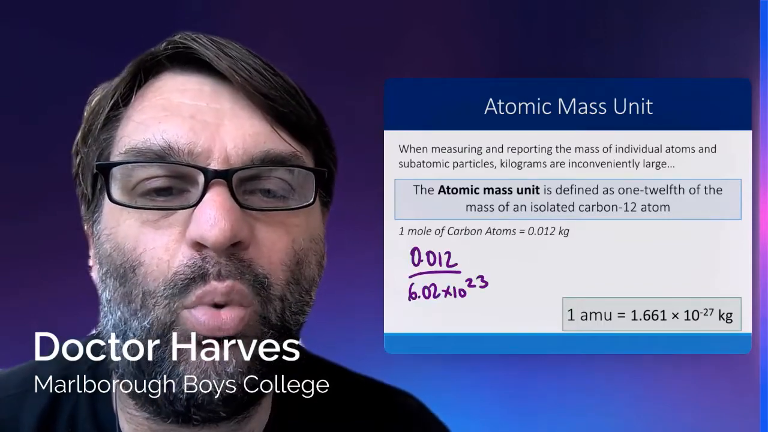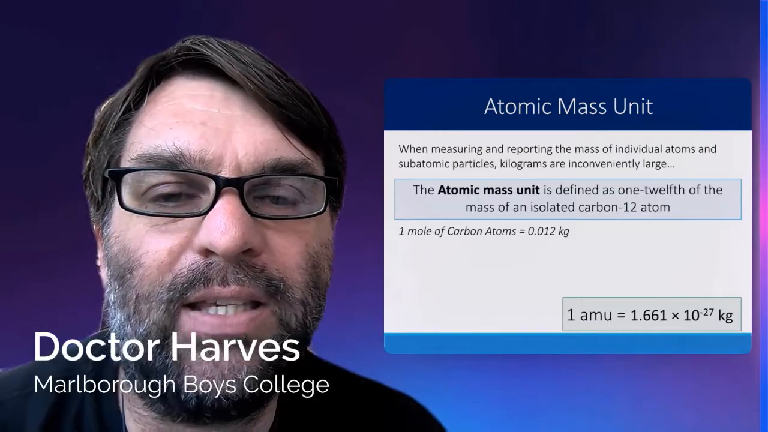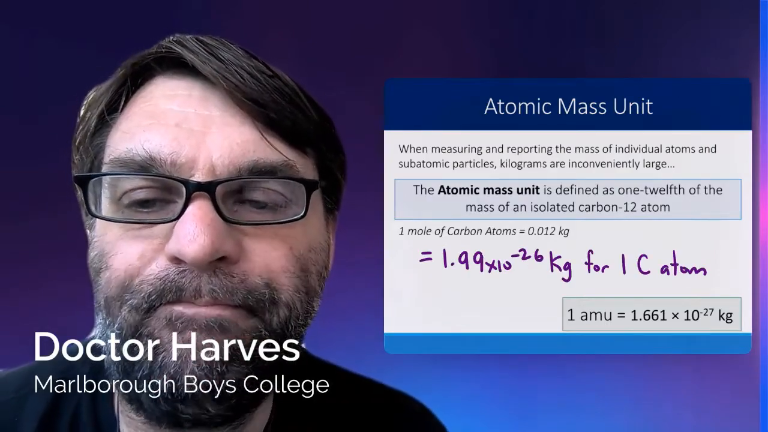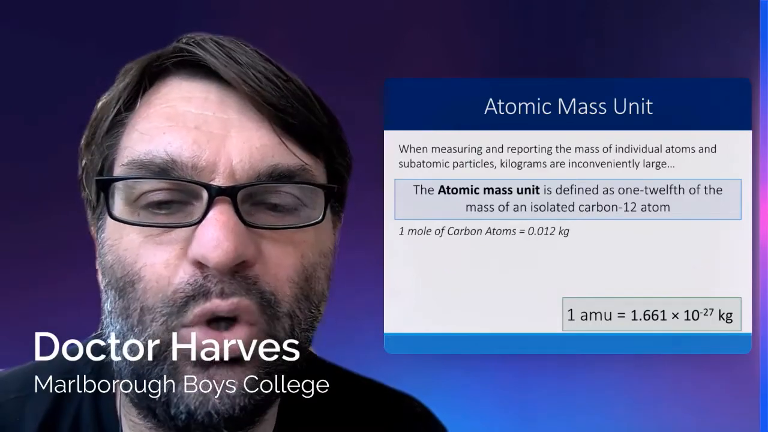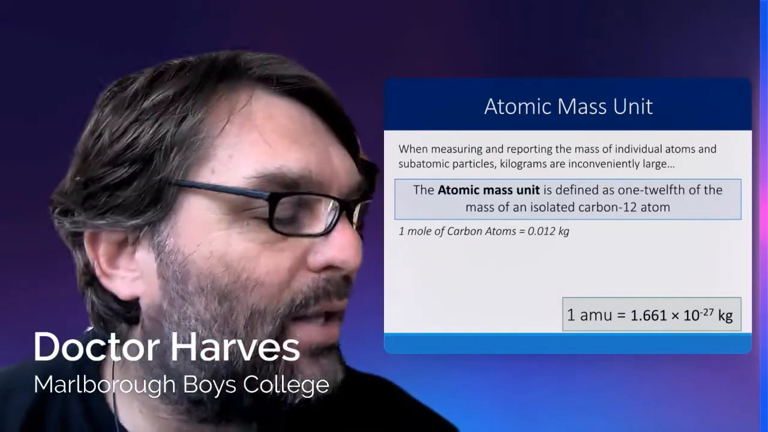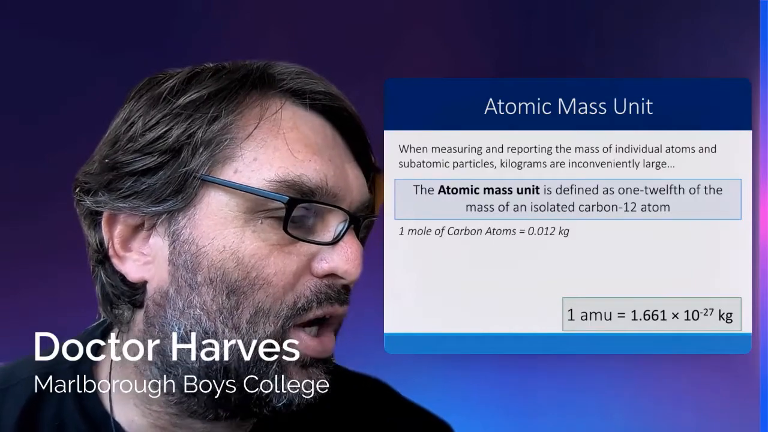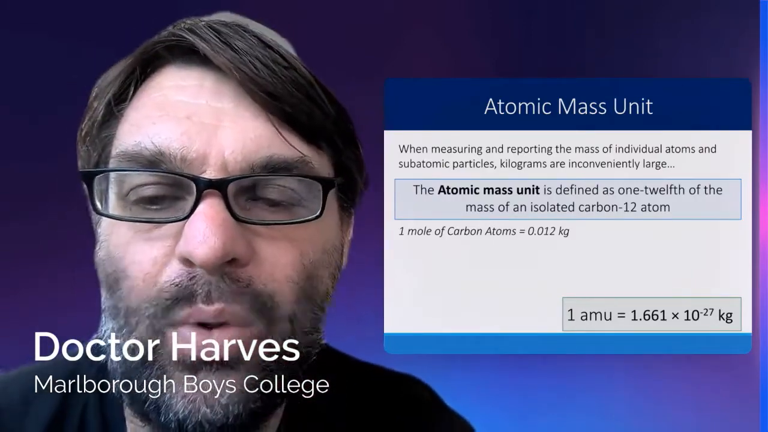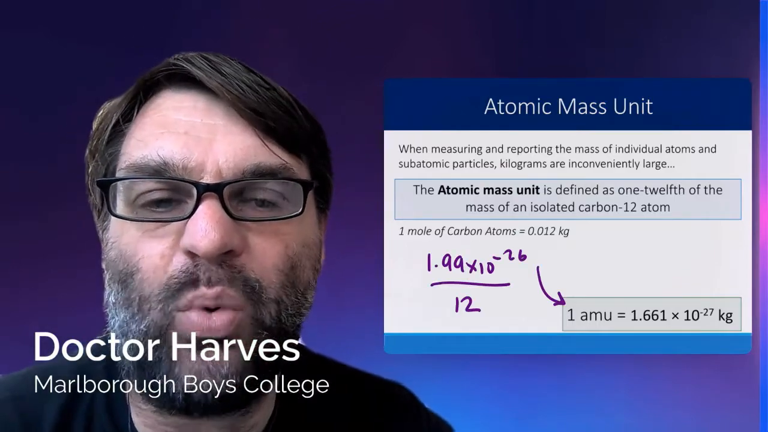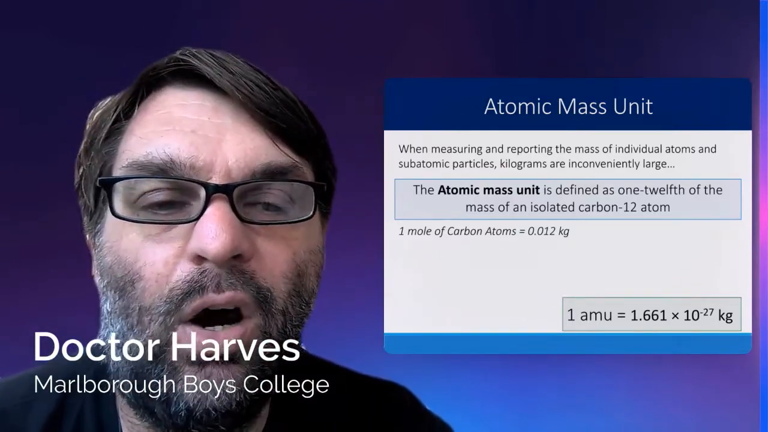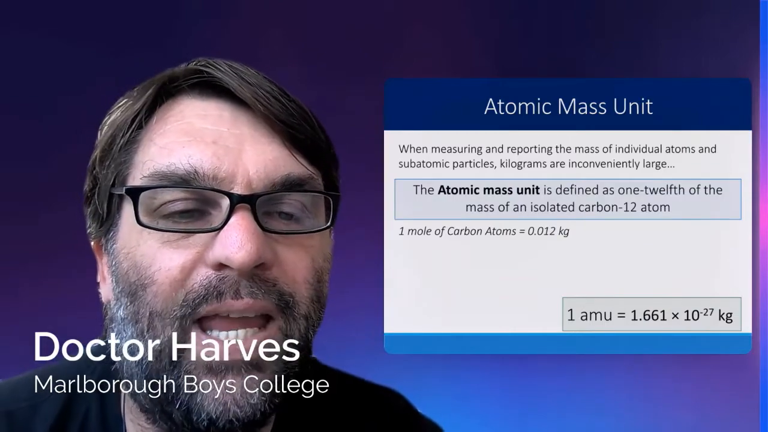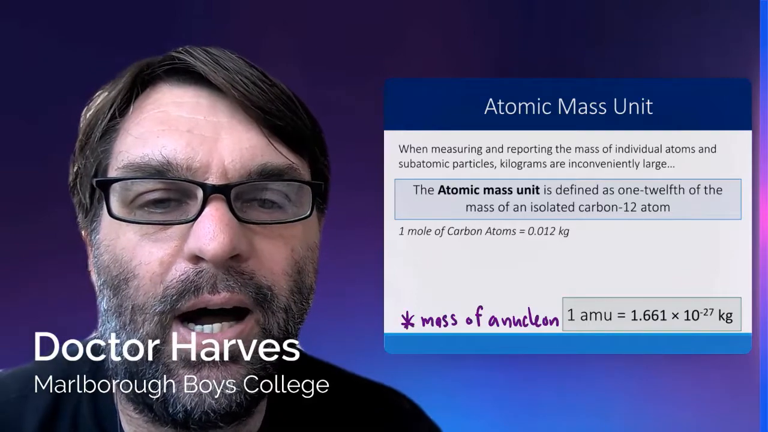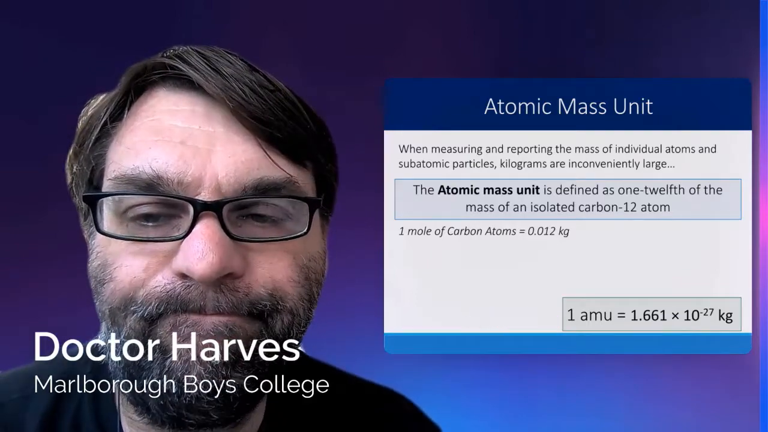So it'll be 0.012 kilograms divided by 6.023 times 10 to the 23, which is Avogadro's number, which then gives you the mass of one atom, which is going to be 1.99 times 10 to the negative 26 kilograms. We then divide that number by 12 to get the 1/12, which gives you the atomic mass unit of 1.661 times 10 to the negative 27 kilograms. Okay, basically the mass of the combined nucleons.